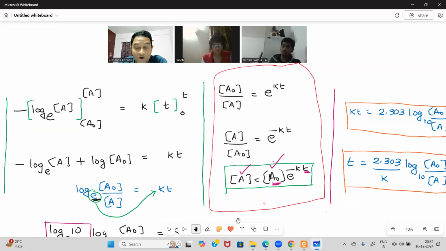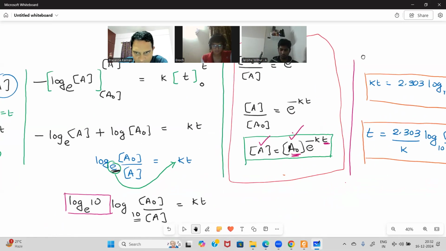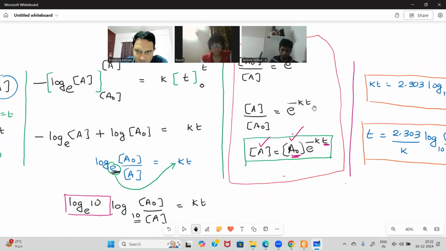This is very useful for nuclear reactions, radioactivity. All radioactive reactions are first order reactions. They follow first order kinetics. Okay, that's for your questions in physics which you can answer.